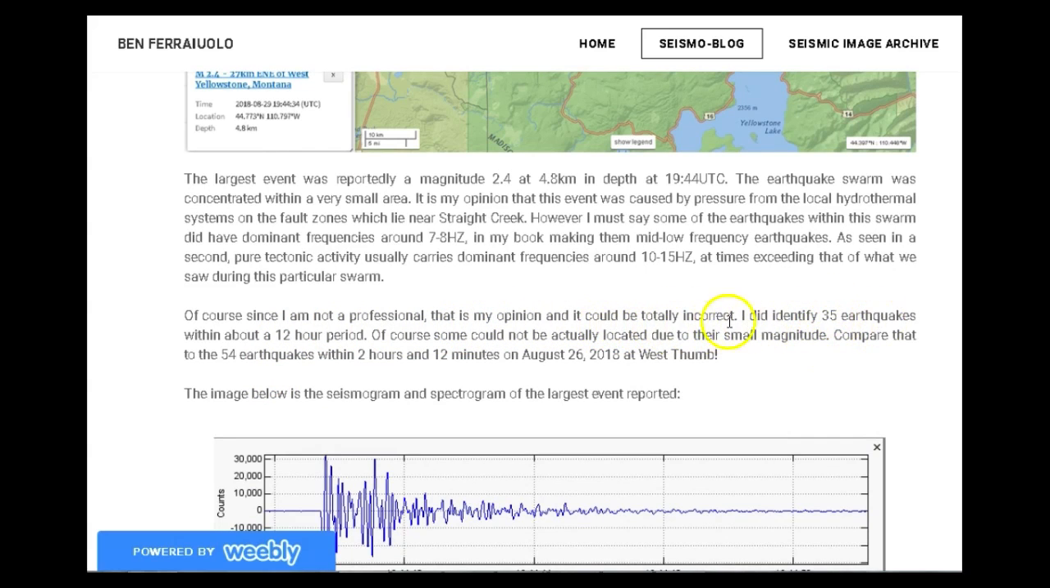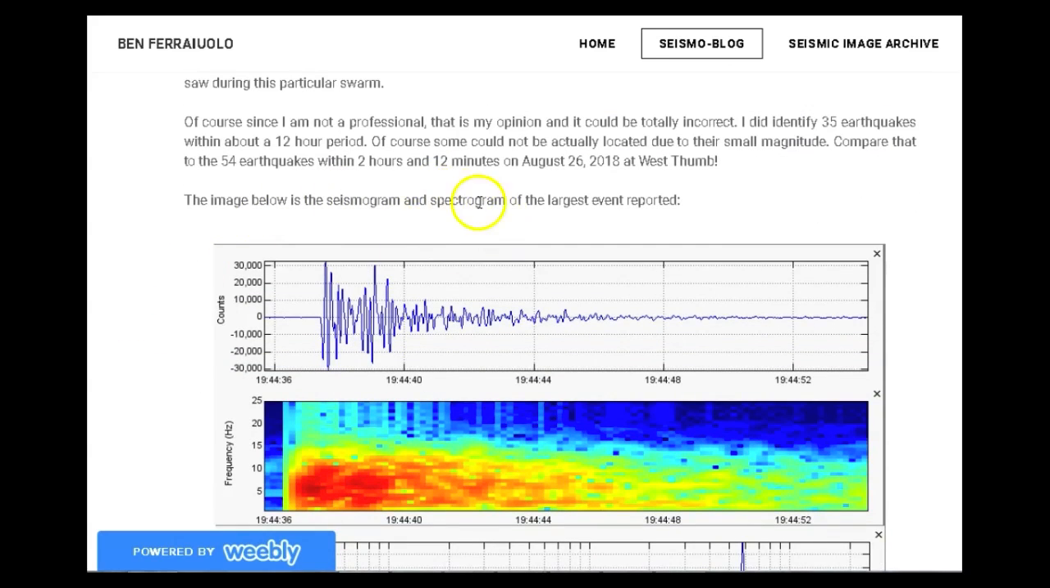I did identify 35 earthquakes within about a 12-hour period. Of course, some could not actually be located due to their small magnitude. But compare that to the 54 earthquakes within 2 hours and 12 minutes on August 26, 2018 at West Thumb. The image below is the seismogram and spectrogram of the largest event reported.